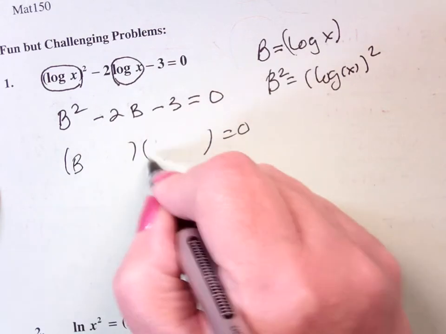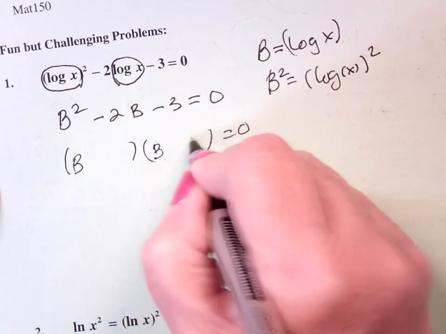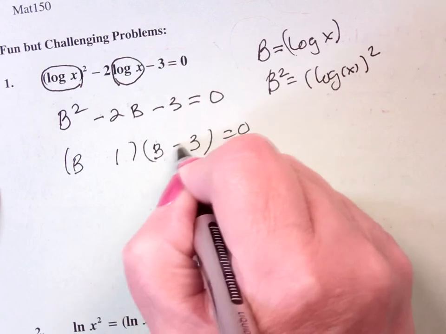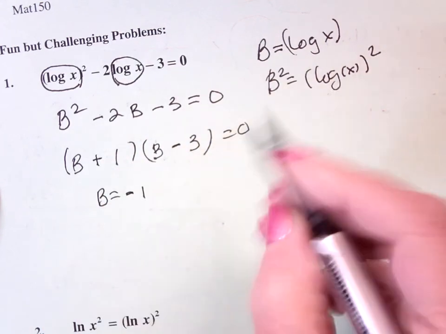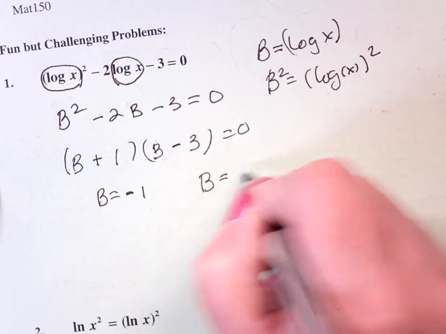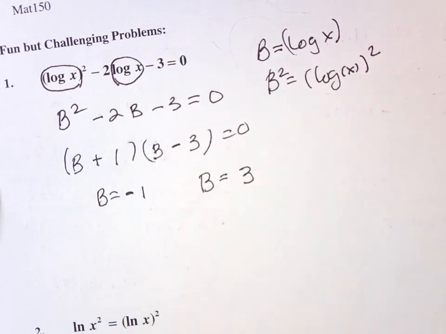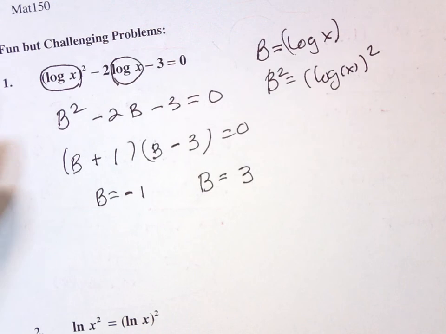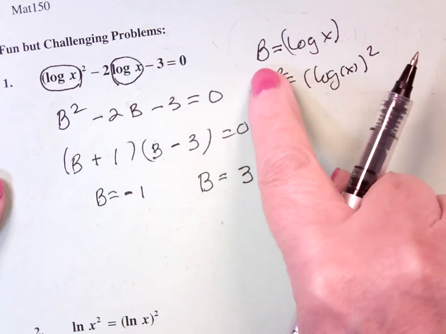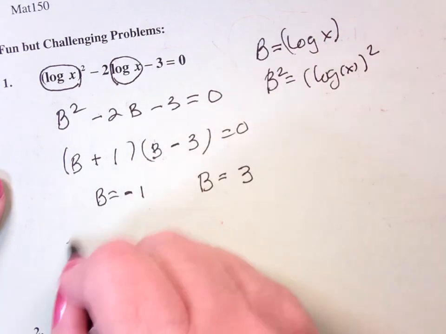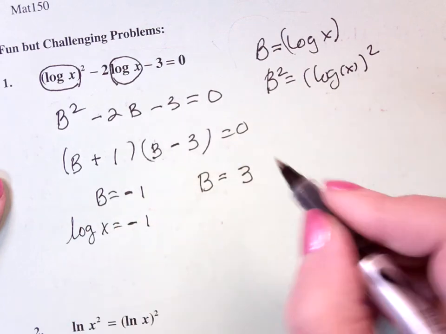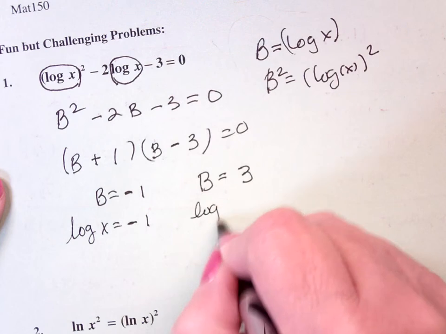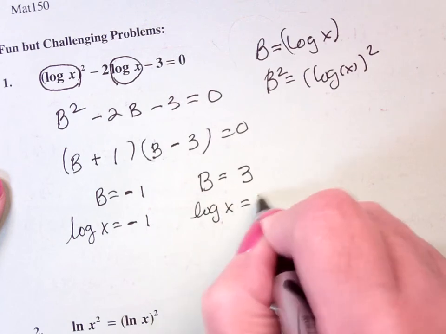So this is b and 3 and 1 and minus and plus, so that b is minus 1, b is plus 3, but I'm not interested in b, I'm interested in x. So b is the log of x, so you bring it back. So log of x is equal to negative 1, and the log of x is equal to 3.